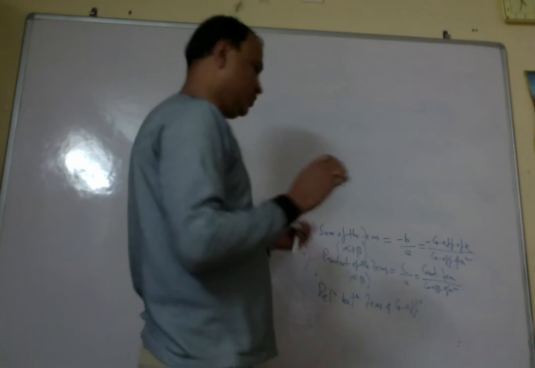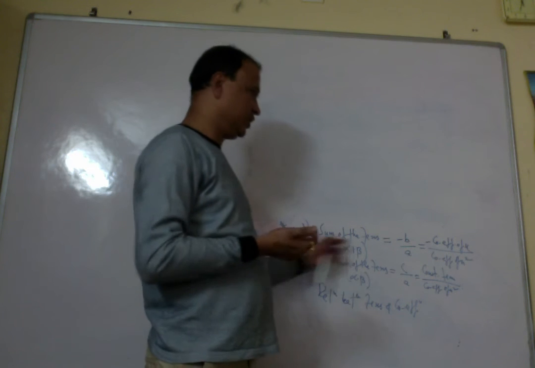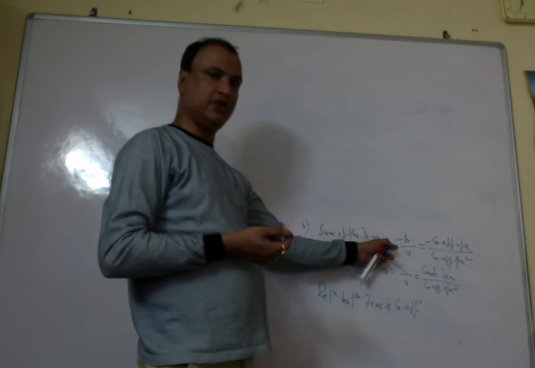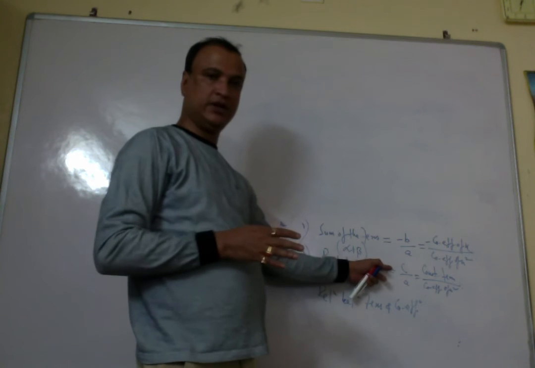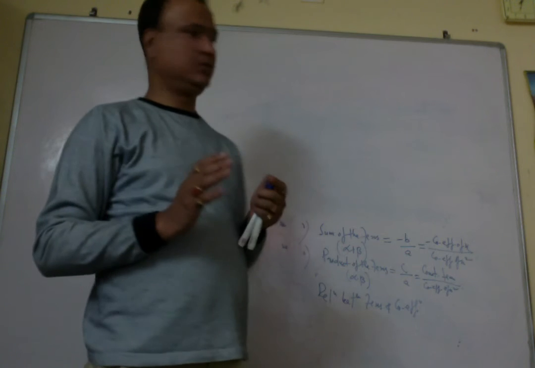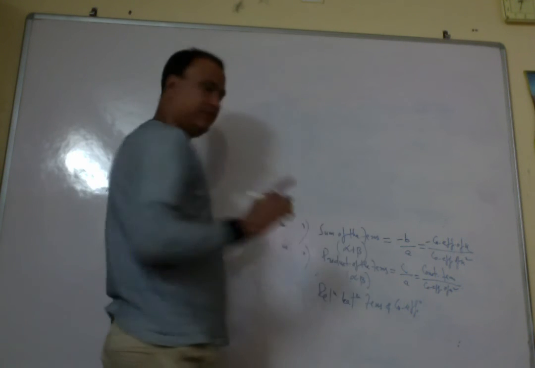Verify the relation means you are finding zeros, and after that you are calculating the sum of the zeros, and you will observe whether it is equal to minus b by a or not. Similarly, you will calculate the product of the zeros, and that should be equal to c by a, and that relation is to be verified.